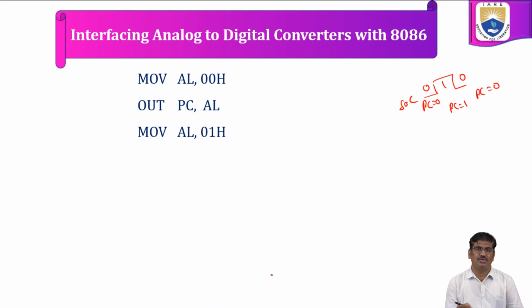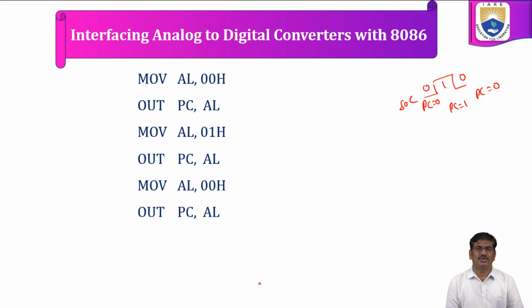This we are going to write for port C. So OUT port C, AL. The next value we have to pass is 0. So you will write MOV AL, 00H. Then we will send this AL contents to port C. So we will write OUT port C, AL.